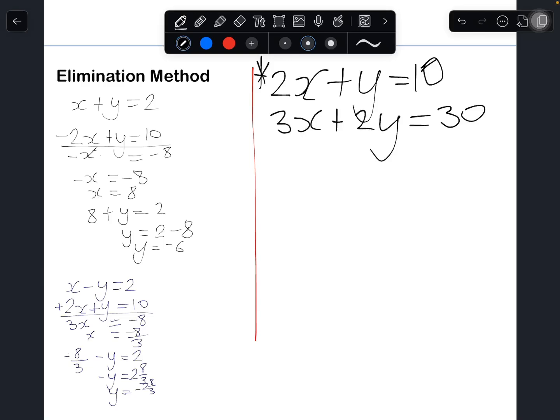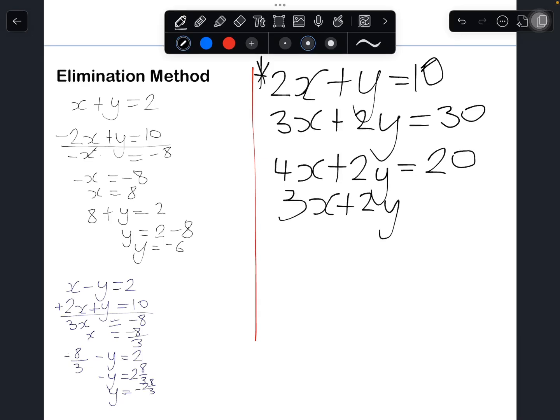So I have 2x plus y equals 10, and that will then become 4x plus 2y equals 20. Now I have this 2y here. Now what I can do is rewrite this as 3x plus 2y equals 30, and now I can subtract them because my y's are the same. So when I subtract these, I'm going to be left with x, these y's, 2y and 2y will cancel out, and I'm left with minus 10.